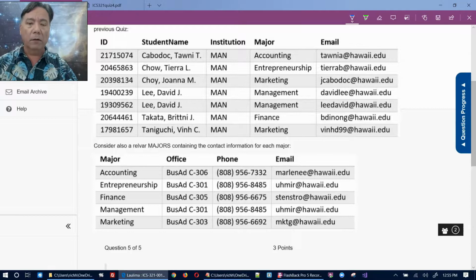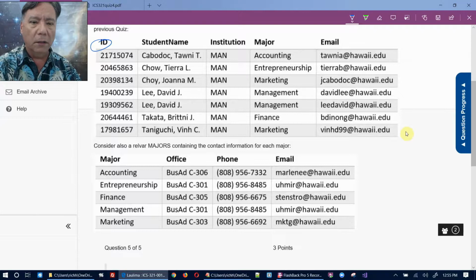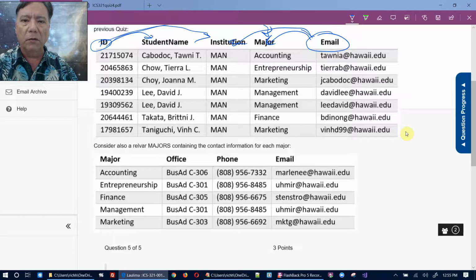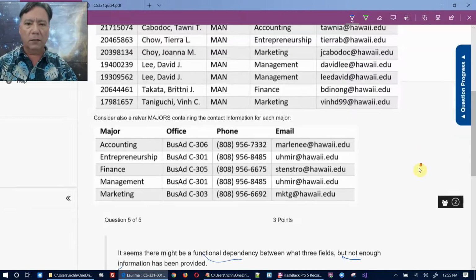Well, in the first table, this is the primary key, and so student name is dependent on ID, institution is dependent on ID, and major is dependent on ID. And we also realized, I think in a previous question, that email can also serve as a primary key. It doesn't in this case, just by definition. But there's a functional dependency between email and major, email and institution, and email and student name. So those exist already.